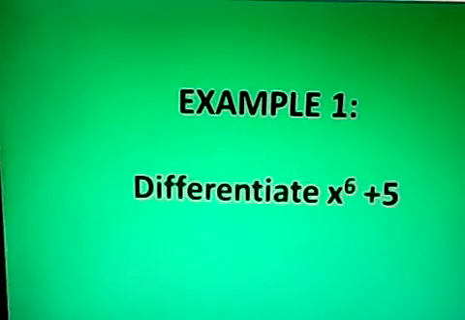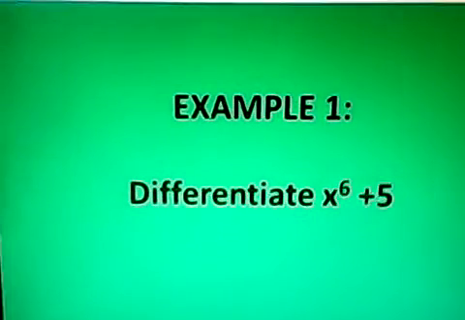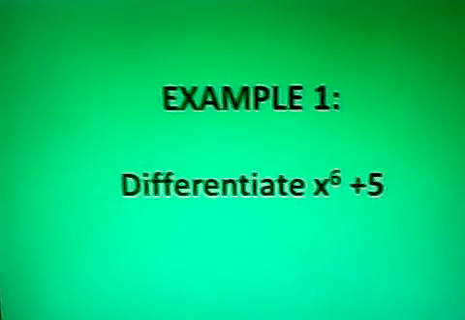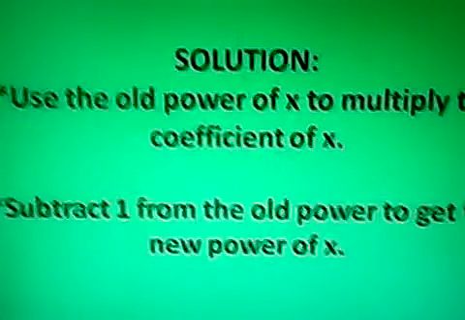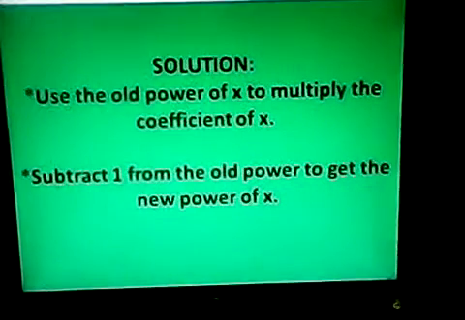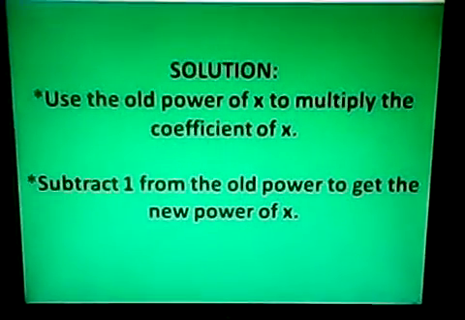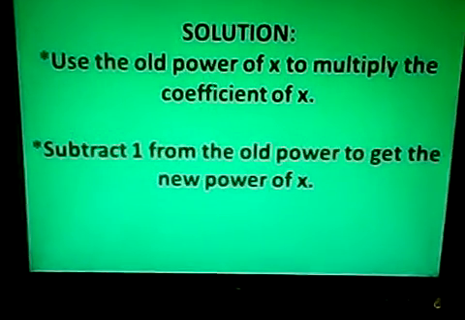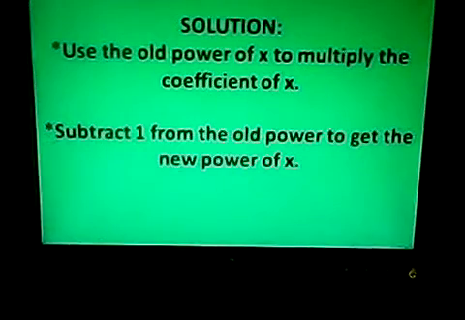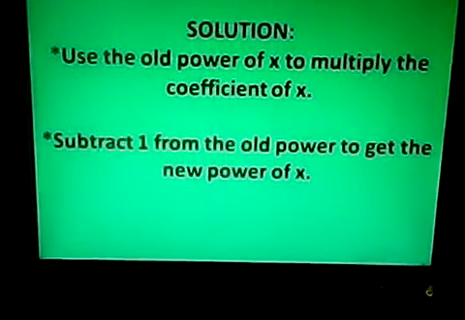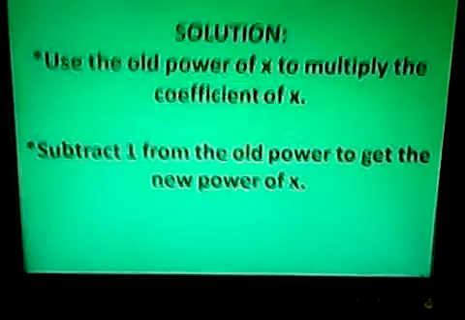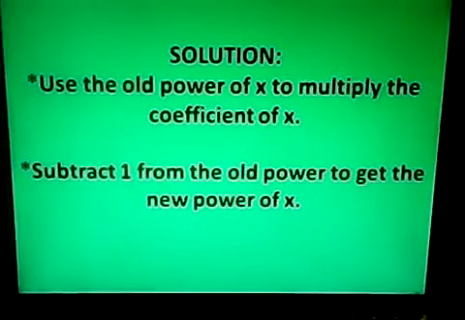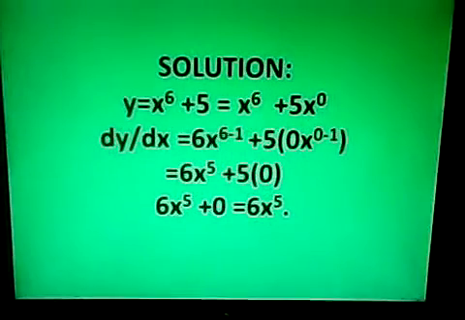Now what are the steps that we need to take to differentiate functions of this nature? Let's look at them. Number 1, we need to use the old power of x to multiply the coefficient of x. Then we subtract 1 from the old power of x to get the new power of x. Those are the 2 basic steps that we really need to take when differentiating a power function. Right, let's see how that applies to the example above.